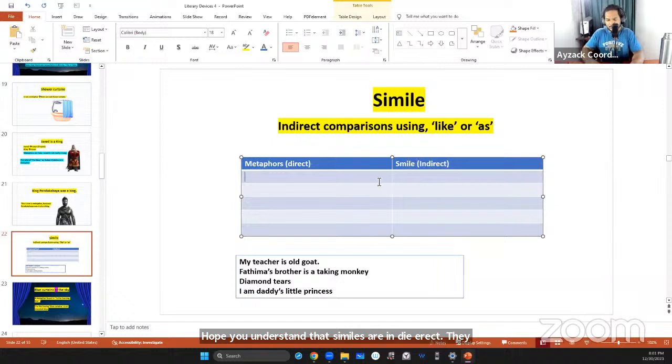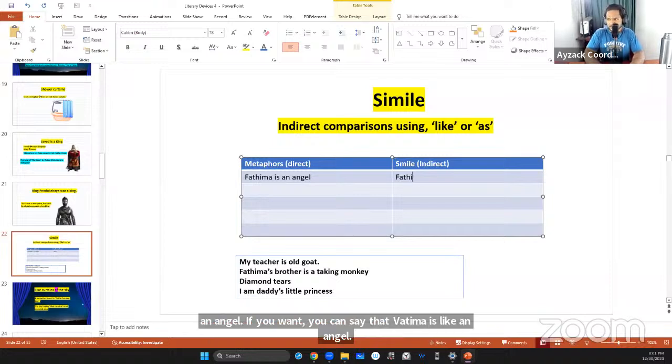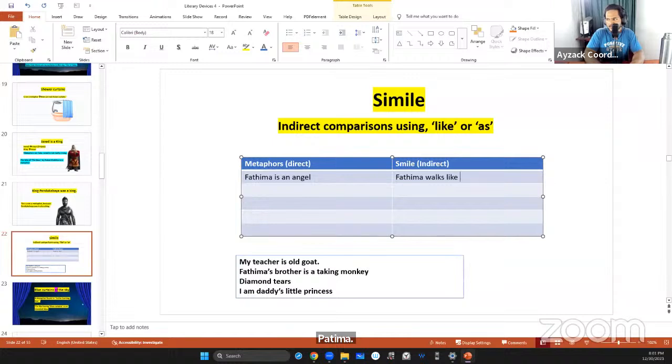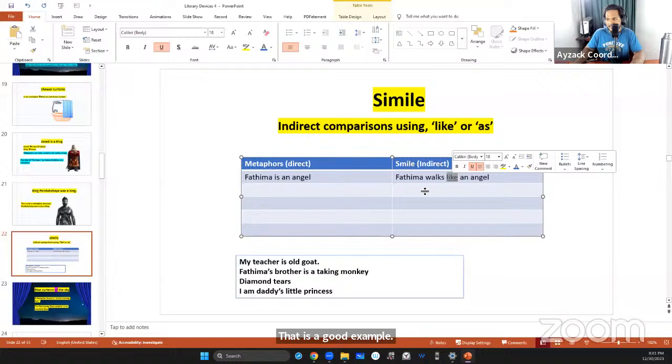Now, for example, again, you said that Fatima is an angel, right? This session is dedicated to our Fatimas, who make the world beautiful. Fatima is an angel. If you want, you can say that Fatima is like an angel. Fatima walks like an angel, right? She walks like an angel. That is a good example for a simile. Do you understand? The word like is mentioned here.